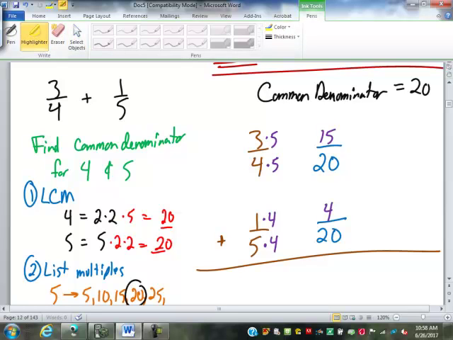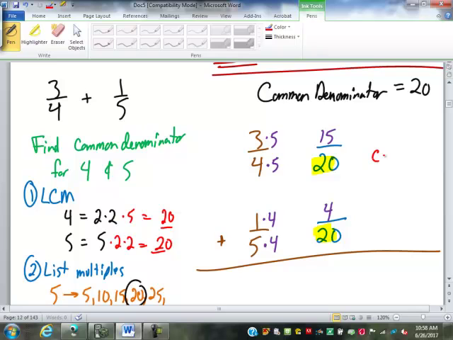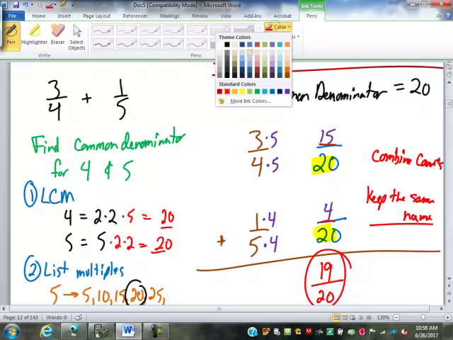Now that I have the common denominator, the same name, remember when we add numbers, we combine the counts. 15 and 4 make 19, and we keep the same name. So yes, it is 20ths. So 19 20ths.